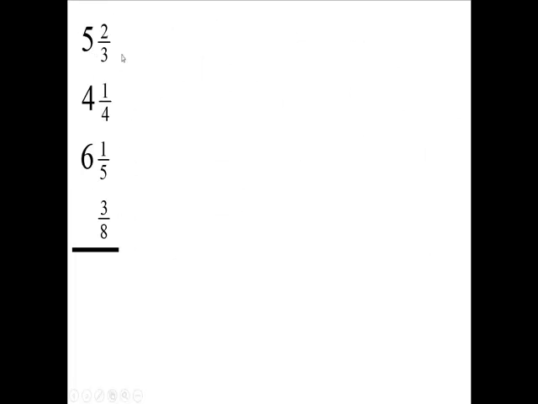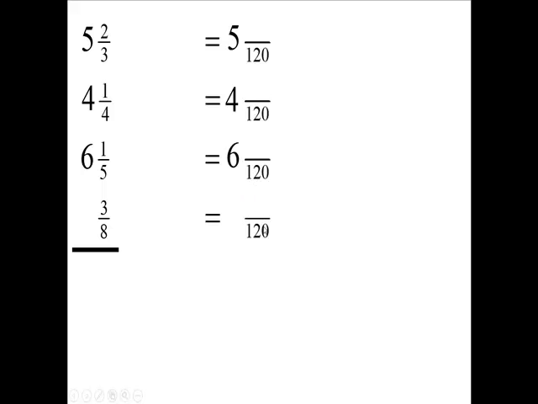Okay, so we're going to use 120. It'd be 5 and something over 120, 4 and something over 120, 6, we're going to have 120 for all of these, see? Now we have to make 3 into 120. Let's copy down the mixed number. Make 3 into 120 by multiplying: 3 times 40 is 120. So multiply the top and bottom here by 40.